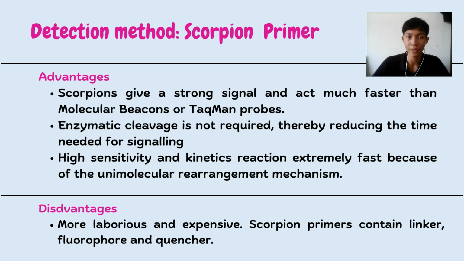To quantify our expression, a detection method was considered, which is Scorpion Primer. The Scorpion Primer gives a strong signal and acts much faster than other detection methods. Apart from that, since enzymatic cleavage is not required in this detection method, the time needed for signaling can be reduced. The unimolecular rearrangement mechanism of this method also allows for high sensitivity and extremely fast kinetic reaction. However, the downside is that this method is more laborious and expensive as it contains a linker, fluorophore, and quencher.